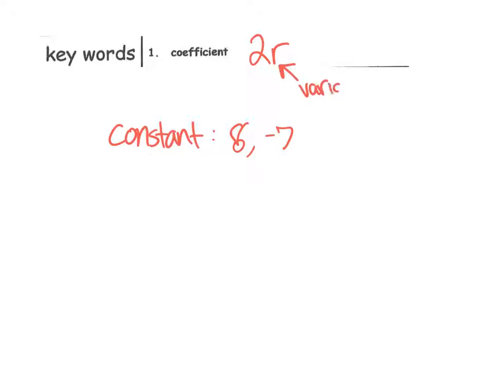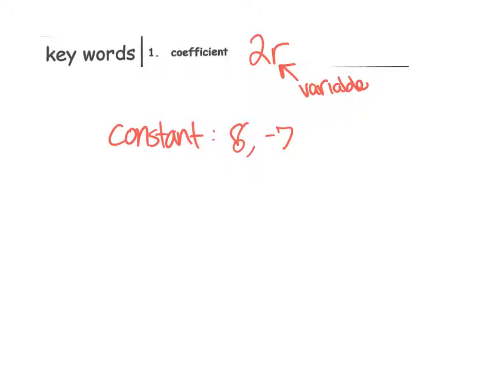Coefficient. So I'm going to give you an example. We've learned this word, constant. It's just a plain old number, like an 8, -7, whatever, just a plain number. But when we see an expression like 2r, we have r, we know that's our variable. So could anybody guess what a coefficient might be? A constant is just a plain number. The variable is the alphabet letter.